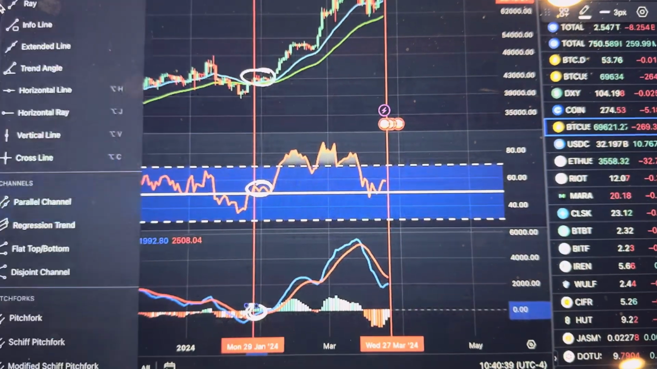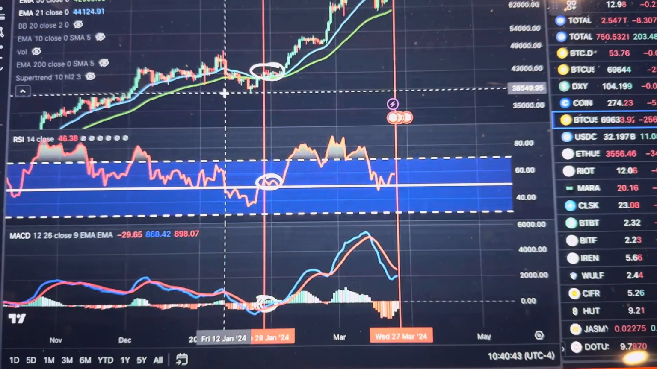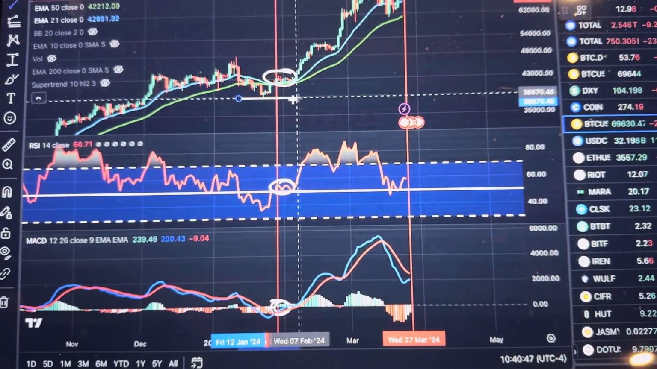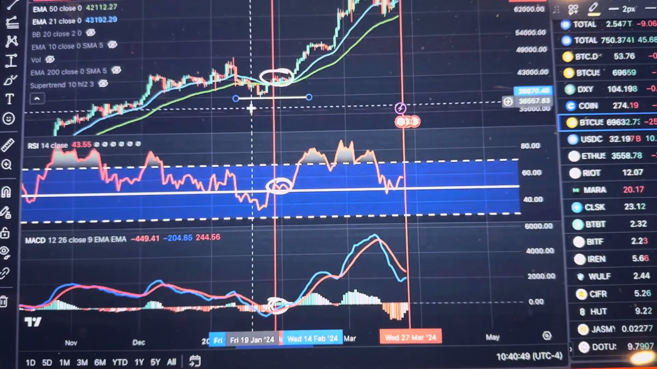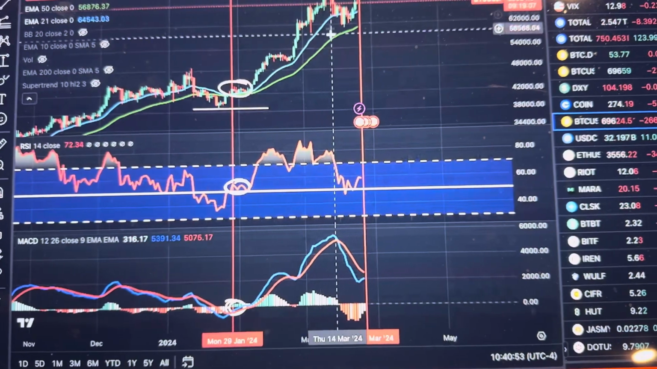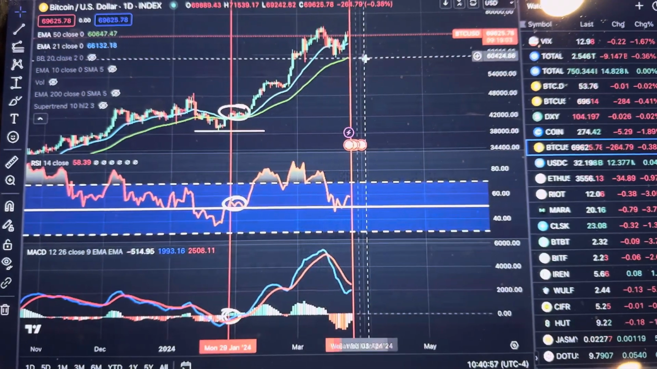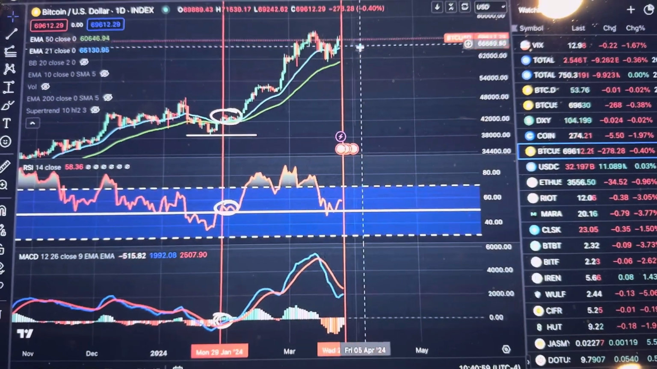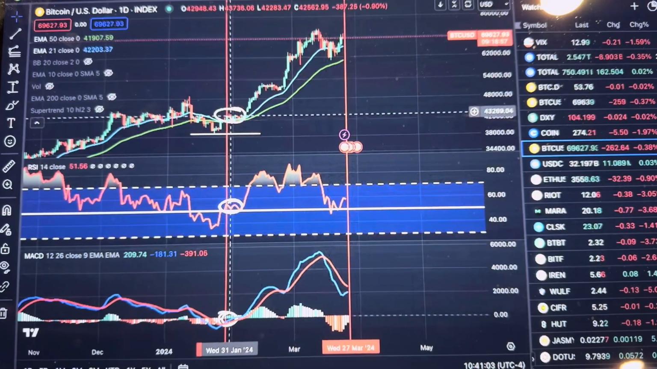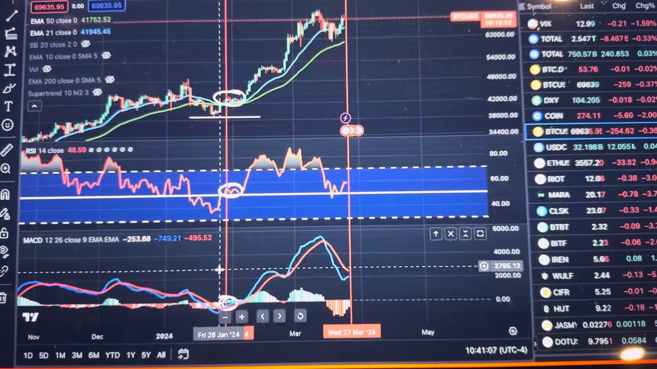If you want to manage risk, you look at the previous support, like right here, or the previous lows. You put your stop loss right below that. All right, and you can take profits based on the next resistance, or however you want to exit the market. It is totally up to you. But this is how you should enter a position, based on this strategy.